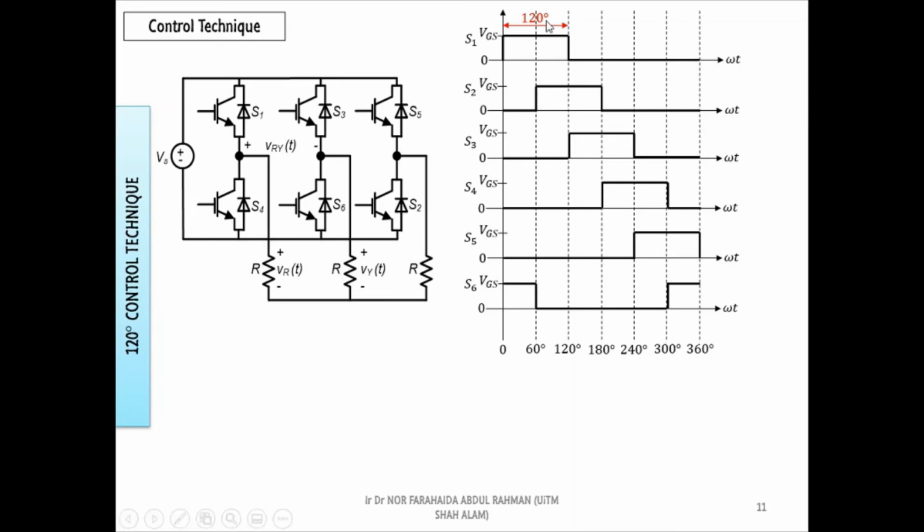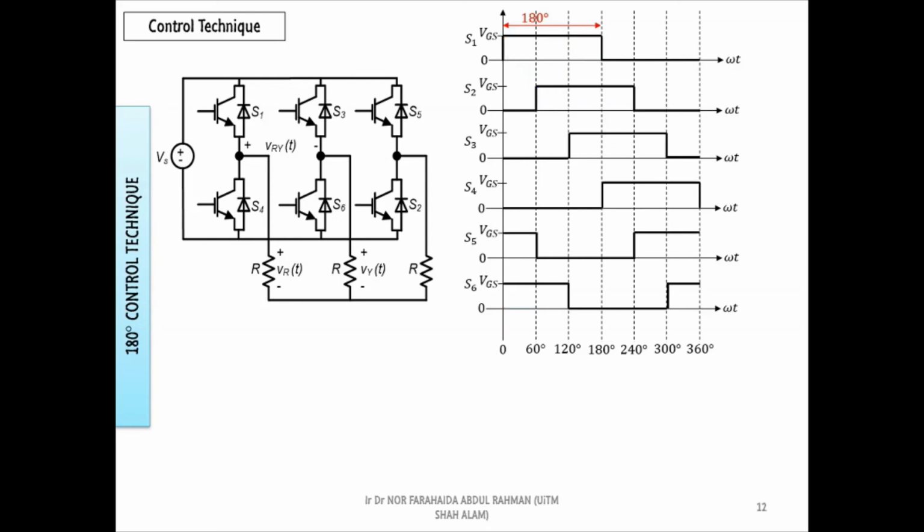Now, let's see which power switches will turn on in between 0 to 60 degrees. Based on the control pulses, we can see S1 and S6 will turn on. Meanwhile, in between 60 degrees to 120 degrees, switch S1 and S2 will turn on. You can try to complete the switching sequence for this control technique later.